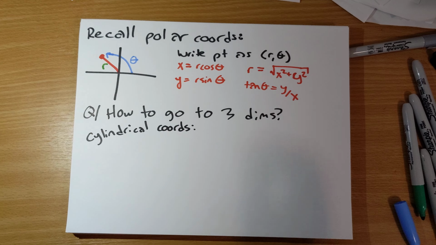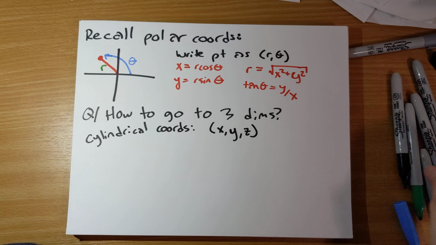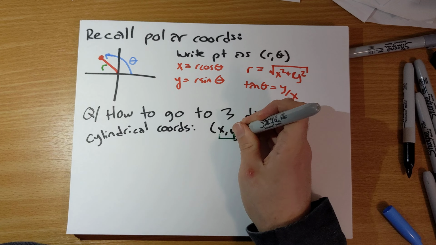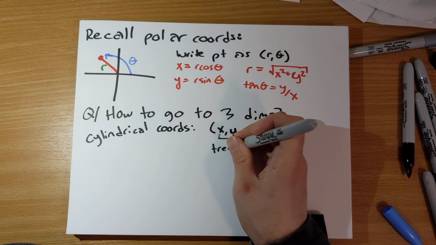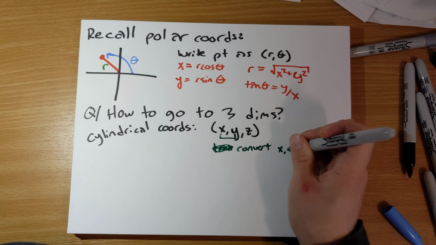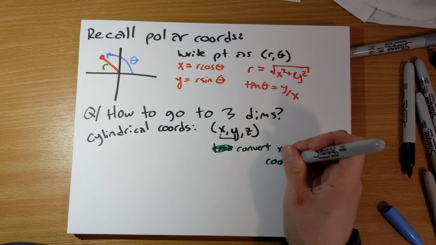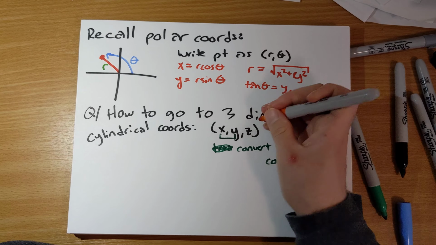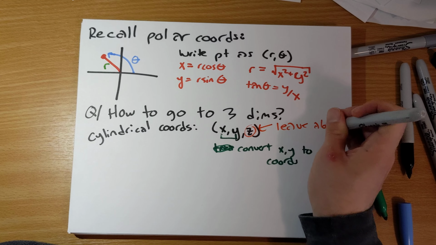The idea is going to be that we have x, y, and z. We're going to do polar coordinates. So we're going to convert x and y to polar coordinates. And then the z coordinate we're going to leave alone.